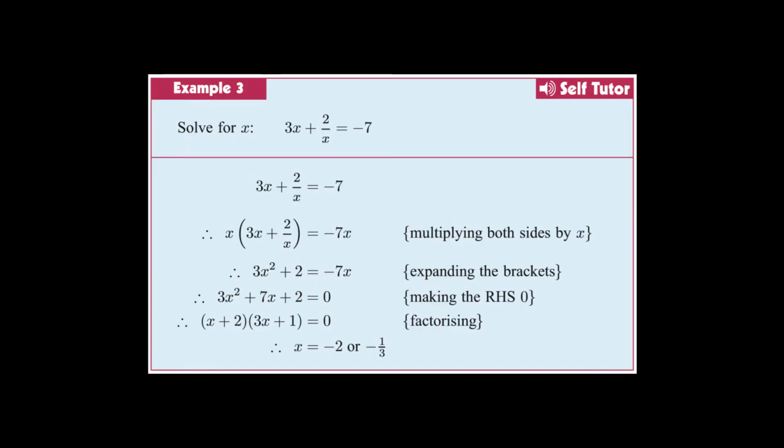So in this example, we have x as a denominator in the fraction. So in order to get rid of that, we have to multiply both sides by x. And you guessed it, we do the same thing as before, make sure all the terms are on one side, and then factorize, and then use the null factor law to solve for x.